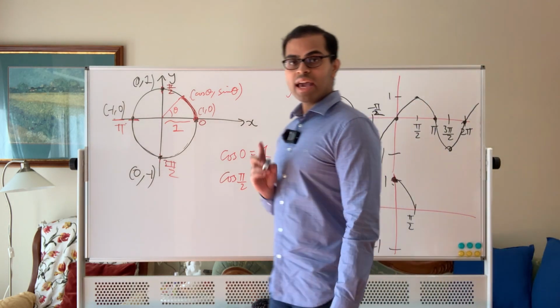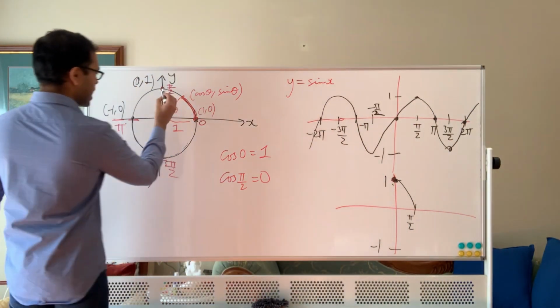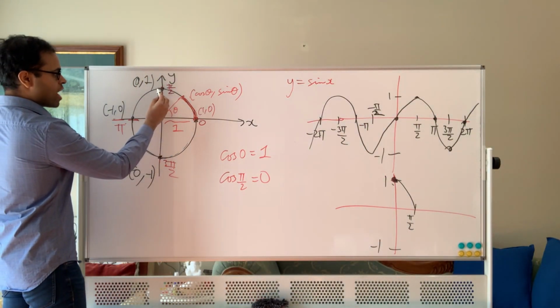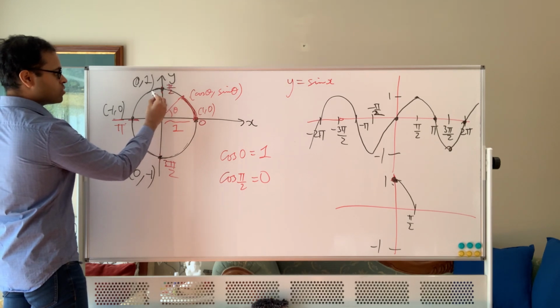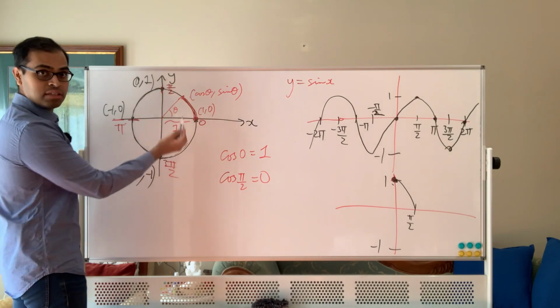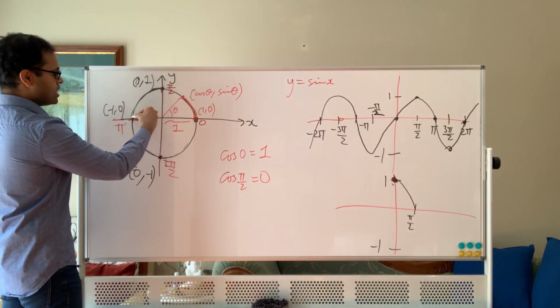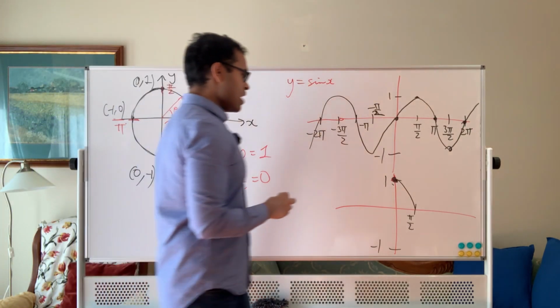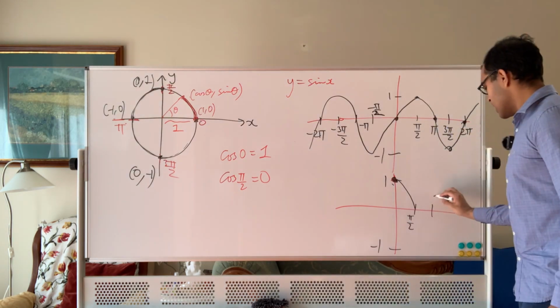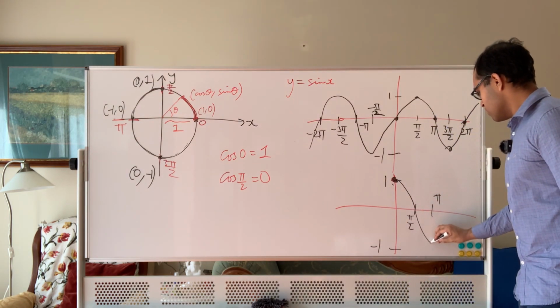And then our x coordinate, which is always our cosine theta, as we move around the circle from pi over 2 to pi, goes from 0 to negative 1. Because we're going to the left of the y-axis, our x values are going to be negative, and are going to hit negative 1 at pi. So here we're going to have pi, we're going to get all the way down to negative 1.